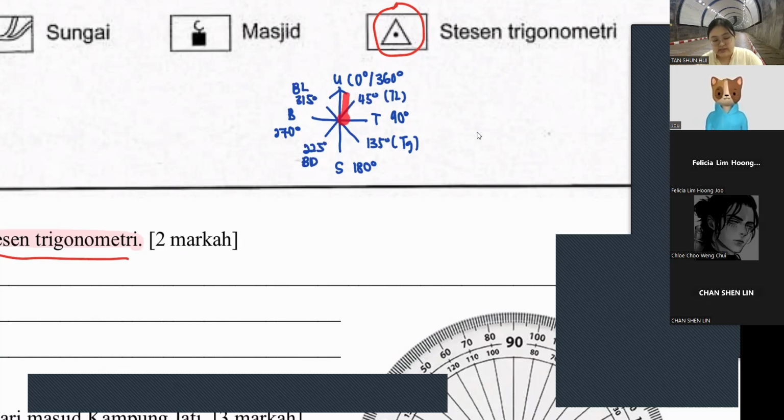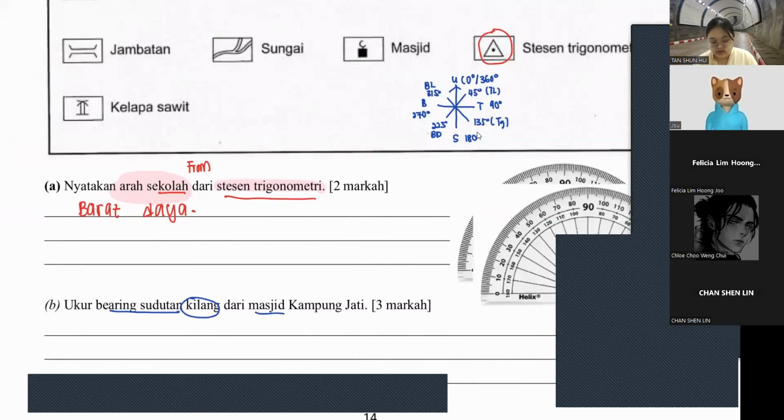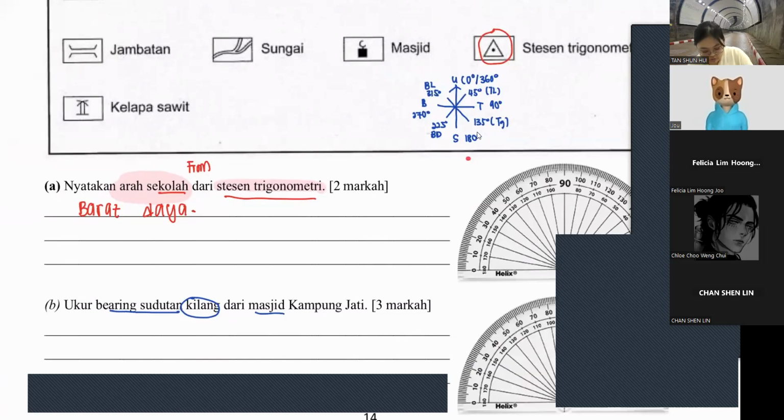In this direction is Timur, Laut, Timur, Laut. All these are Timur, Laut. All right, so how am I going to tell my friends exactly the location? Then I need to use jangka. This thing is called jangka sudut. So sometimes the exam may ask you what alat we are using: jangka sudut.